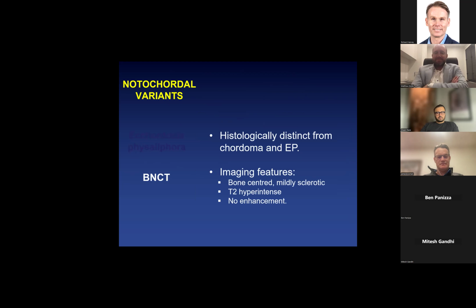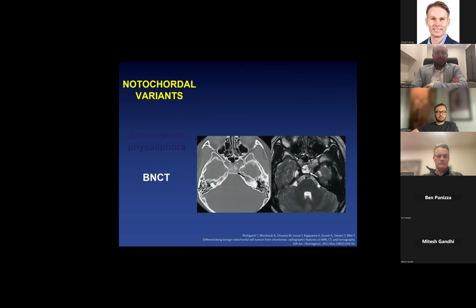Benign notochordal cell tumors are histologically distinct from chordomas and EPs. They have a similar distribution and are also usually T2 hyperintense, but BNCTs tend to be bone-centered and are usually mildly sclerotic, and will also lack the more aggressive features of chordomas. And here's an example showing the mild sclerosis on CT and T2 hyperintensity on MRI.